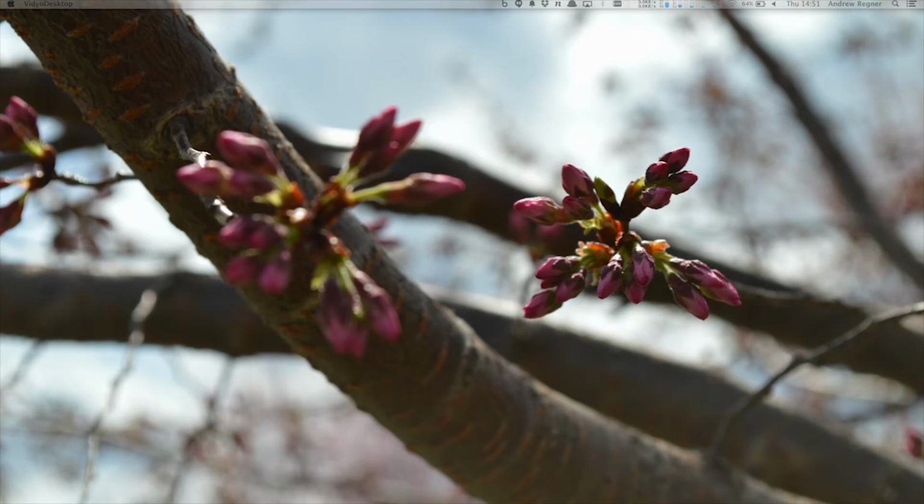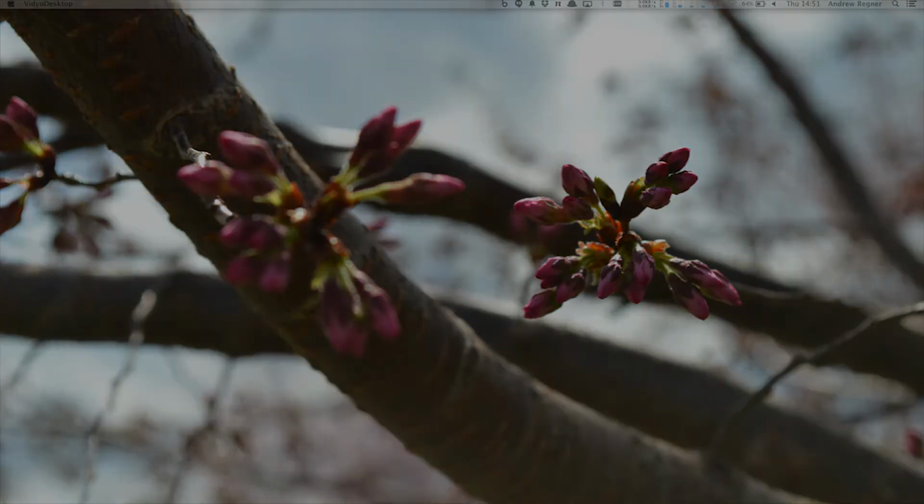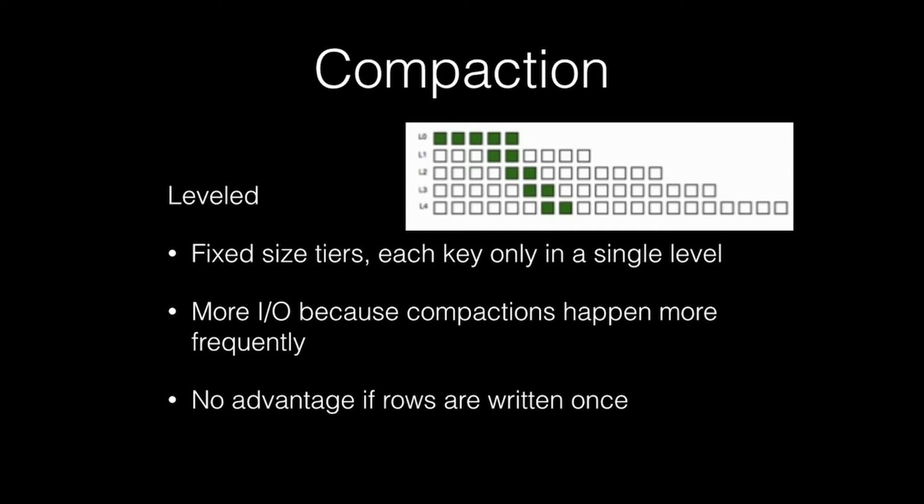Level, really? What happened this time? Okay.